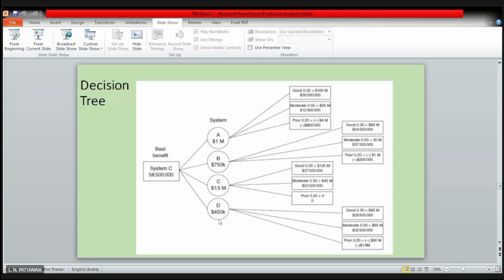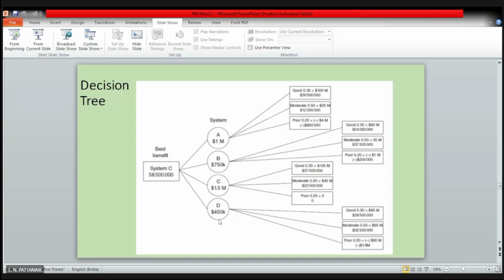Okay, so as you can see here, the same calculations are given for system A. You have just found the EMV of each option, that is good, moderate, poor, and then you have added them, right? Okay, I missed out something. There is the initial cost of the system, isn't it? There is the initial cost. So you have to subtract that also.